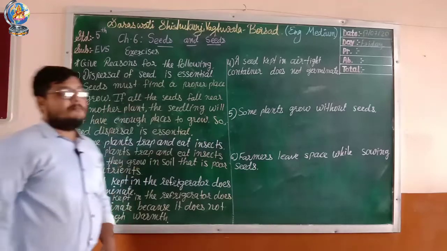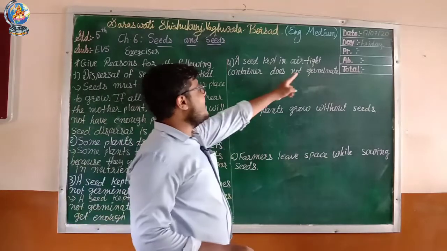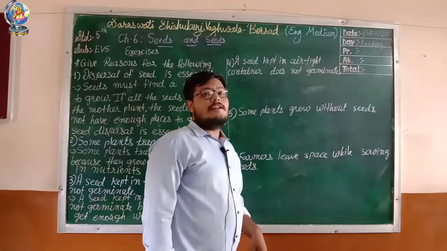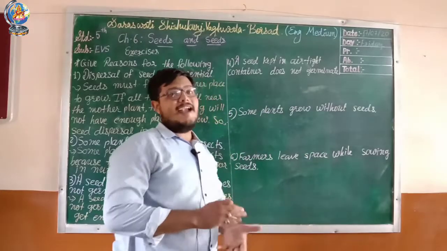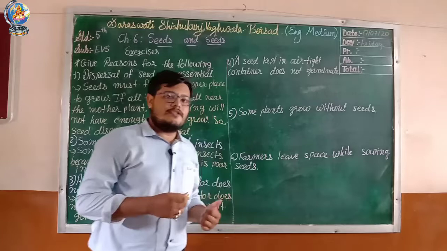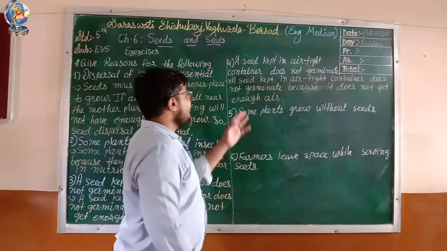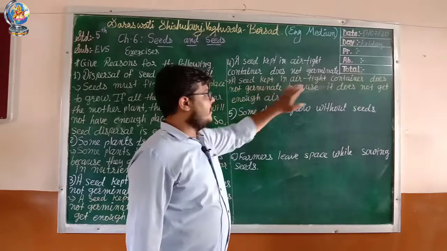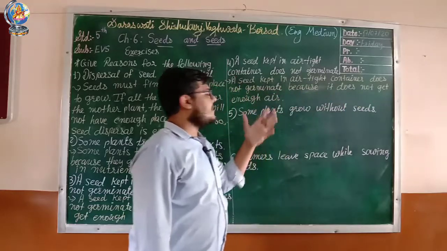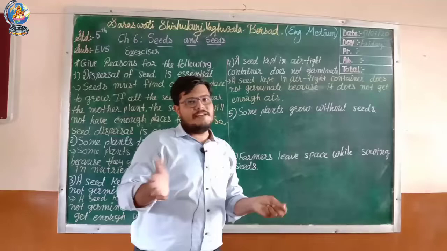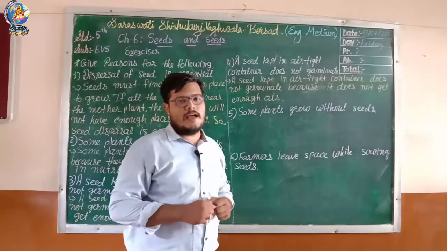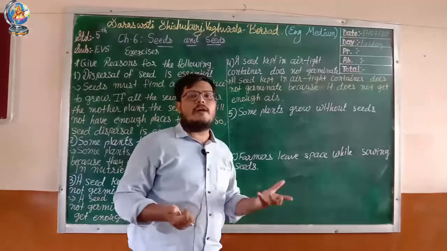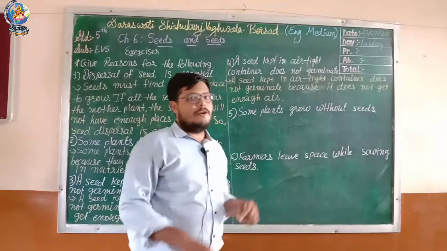Let's see fourth number, give reason. A seed kept in an airtight container does not germinate. If you keep seeds inside an airtight container, then also it will not germinate. So let's see the answer. A seed kept in an airtight container does not germinate because it does not get enough air. It is airtight, meaning there will be no air circulation inside the container and seeds will not get enough air. That is why it will not germinate.